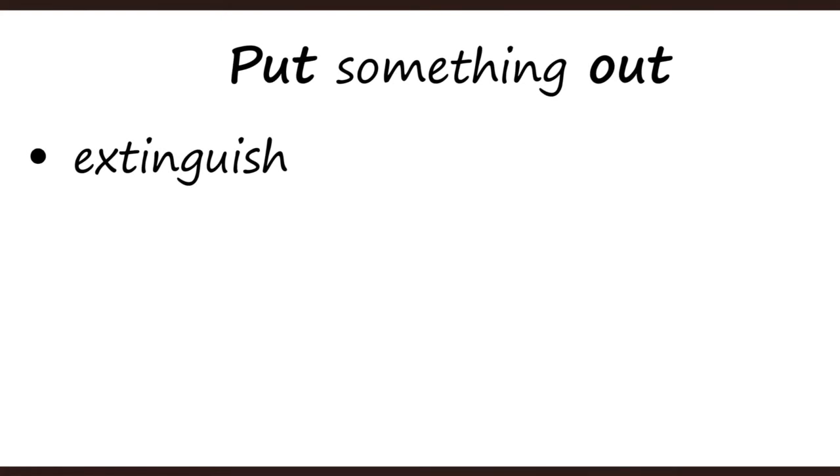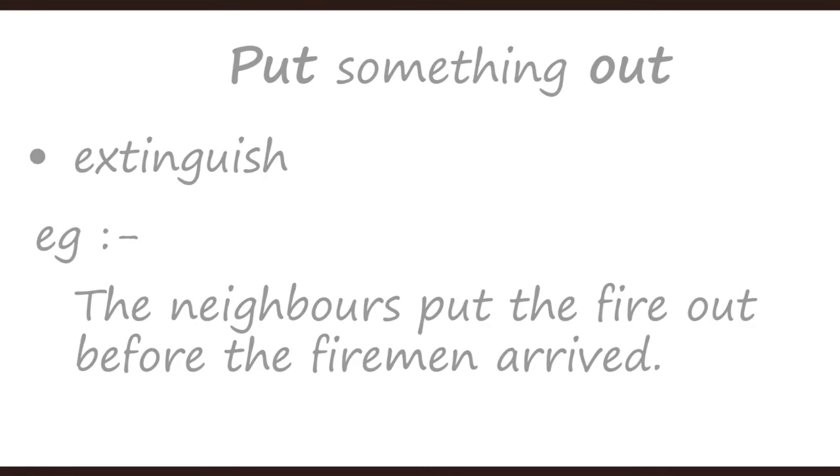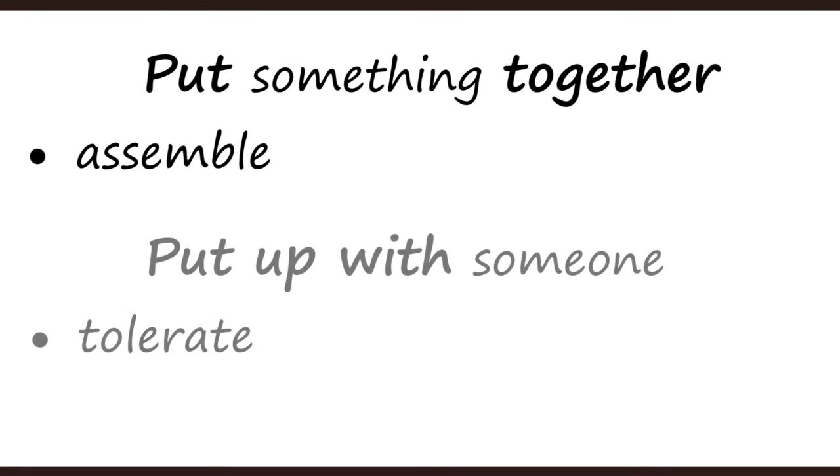Put something out, generally used for a fire, means to extinguish the fire. The neighbors put the fire out before the firemen arrived. Put something together means to assemble, generally used for projects or some kind of assignment. On the other hand, to put up with somebody means to tolerate.